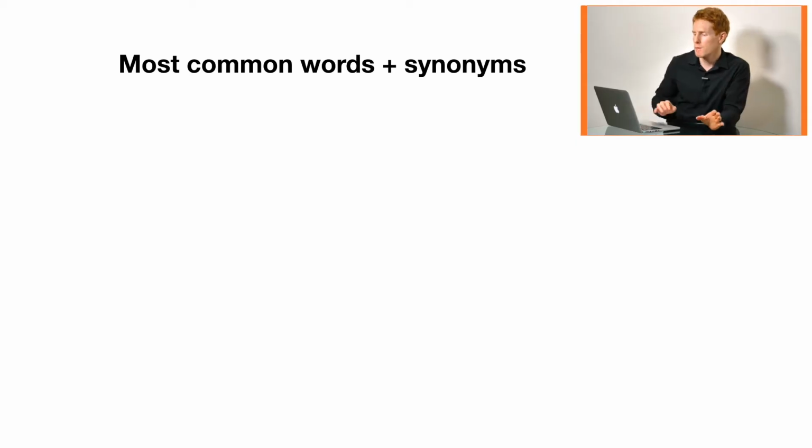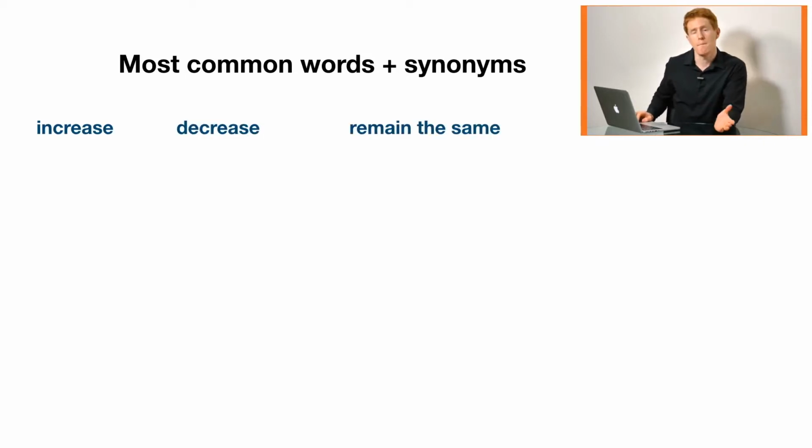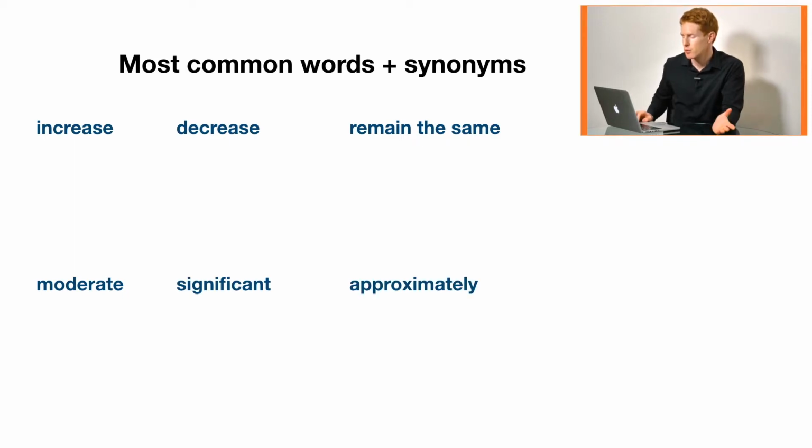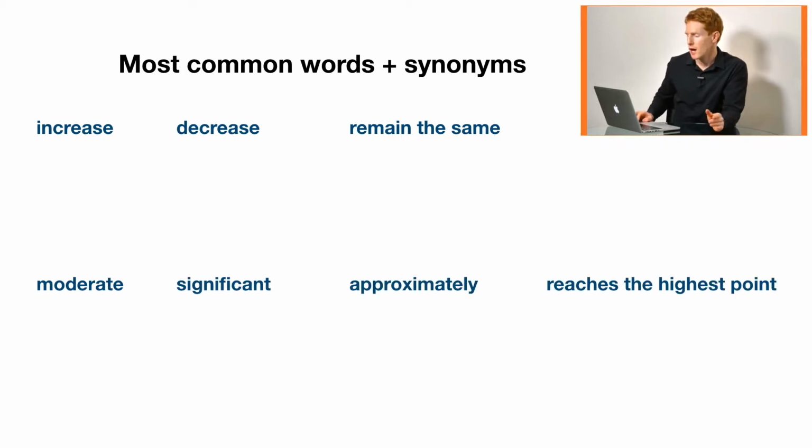Okay, so the last tip that we're going to look at is to learn the most common words plus their synonyms for task 1. So the most common words are words like increase, decrease, remain the same, moderate, significant, approximately, reaches the highest point. So these are words that you 100% should learn before you go to do your task 1 or before you go to do your IELTS writing.